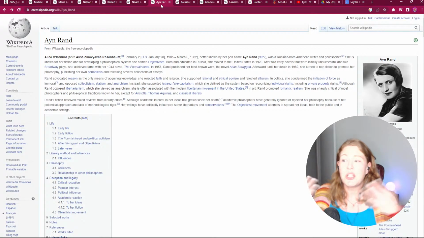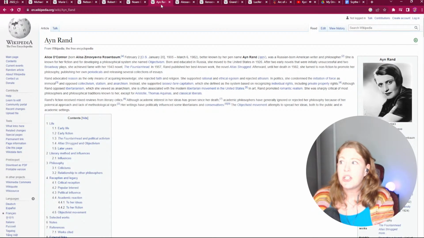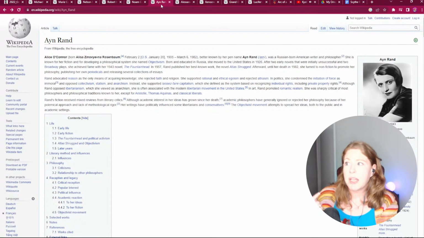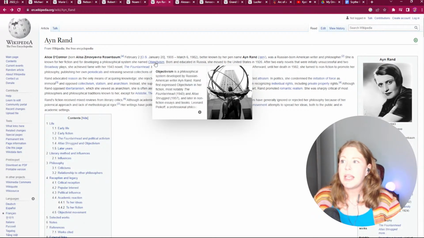She goes by many names, but she's known by her pen name, Ayn Rand. She's a Russian-born American writer and philosopher. She's known for her fiction and developing a philosophical system she called objectivism. Just so we know, objectivism is a philosophical system developed by her. She's the one who came up with it. She first expressed it in her books The Fountainhead and Atlas Shrugged, and later in nonfiction.